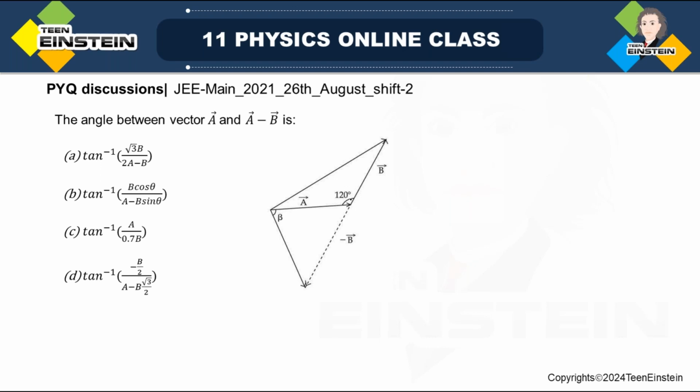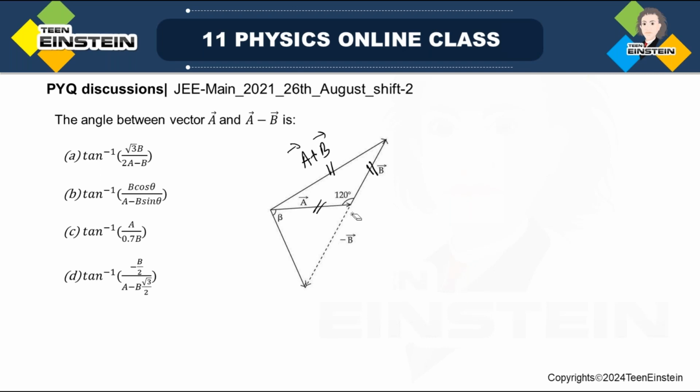Here you have been given the vector A, vector B. So this is B, this is A. So if you actually write A plus B, this is A plus B. A plus B vector is this one. Okay, this is A plus B vector, whereas we have to find out the angle between A and A minus B.